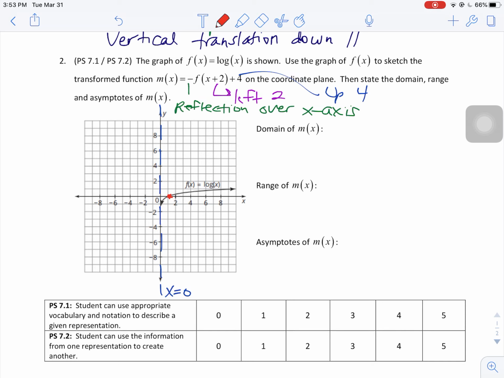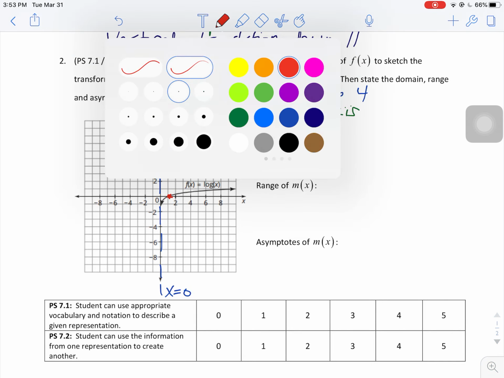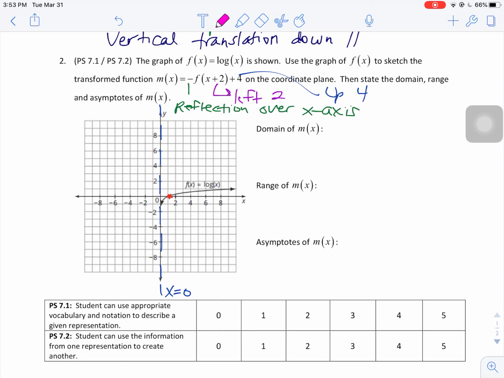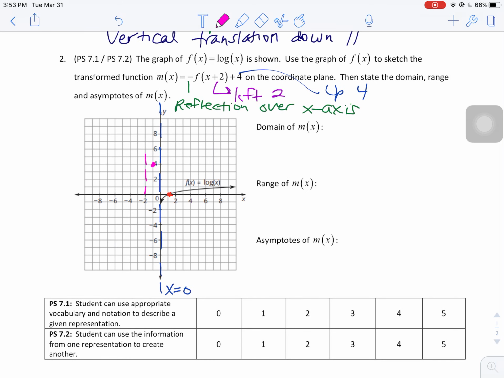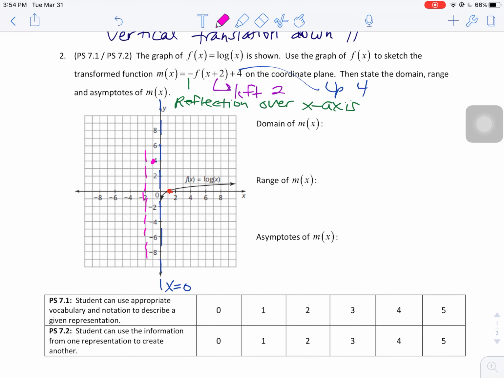So I'm going to take that red dot and I'm going to change colors. Let me do this pink color. So I want to go left 2 and then up 4. So that red dot is going to go left 2 and up 4. So it's going to be right here. And then as far as the vertical asymptote goes, it needs to move left 2 as well. So it's currently at x equals 0. So if I move it left 2, now it's over here at x equals negative 2. And actually, let's write that in for our asymptote off to the right hand side.